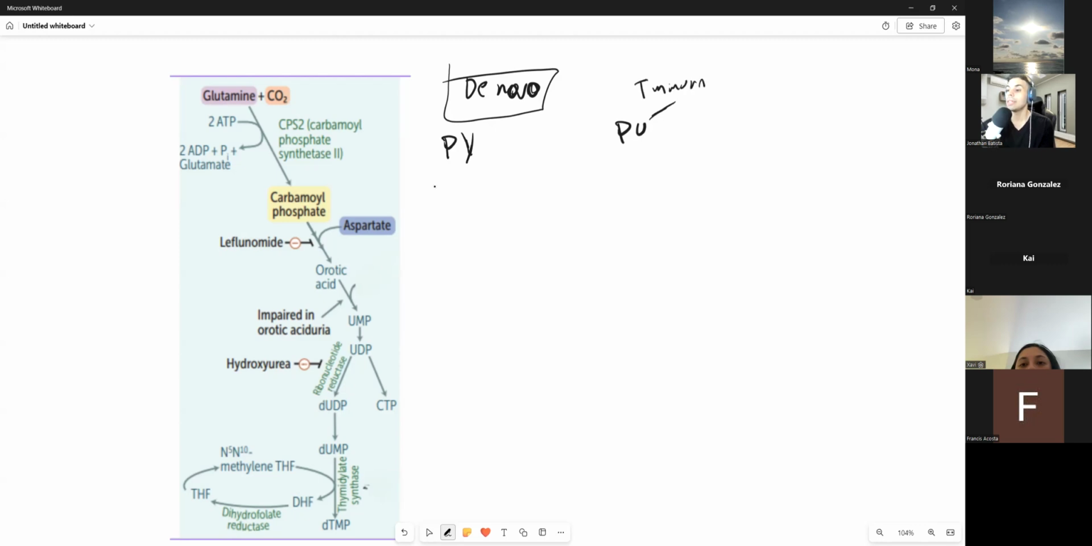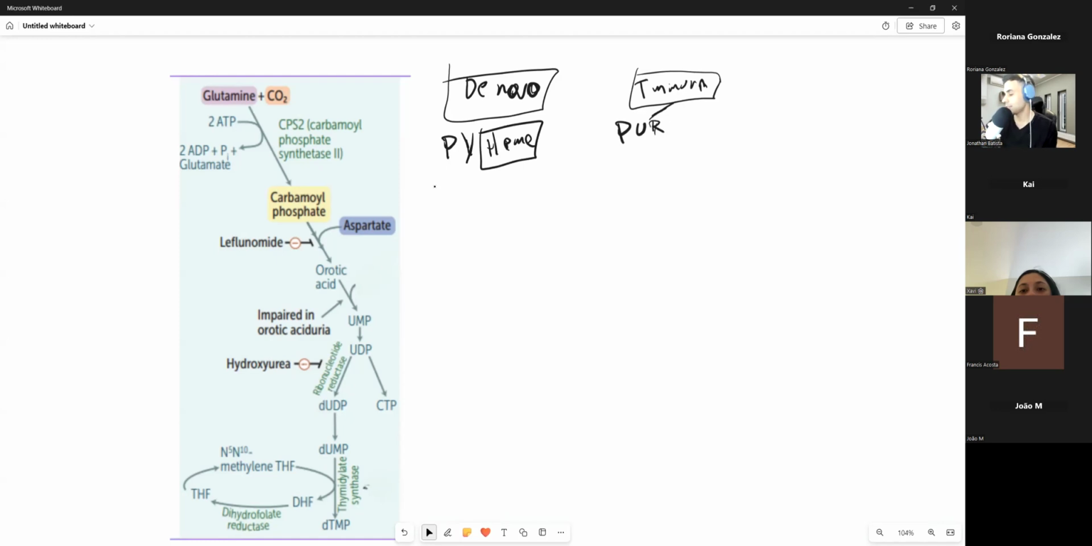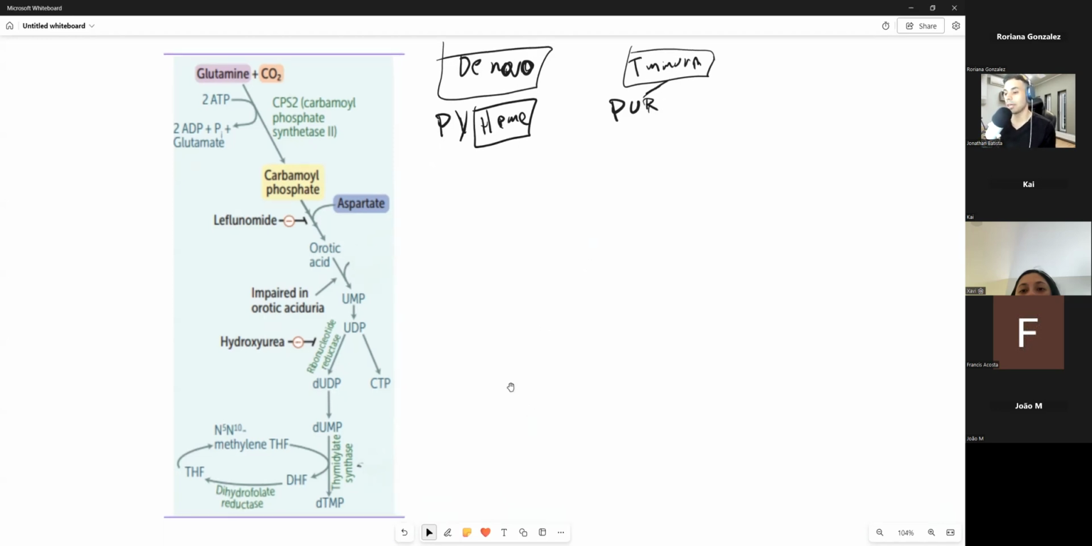This is more heme. You can look at it this way, okay? If I have an issue with the purines, I expect to have some kind of immuno cell problem. If I have an issue with pyrimidines, I expect to have more of a heme kind of issue. Okay, that's just something off the bat, just so you could recognize.